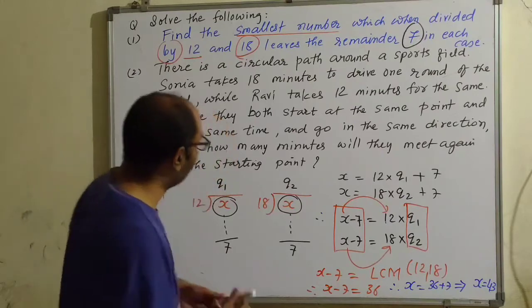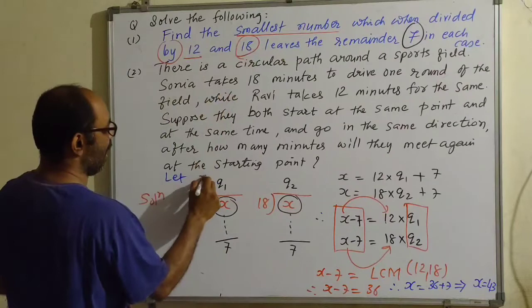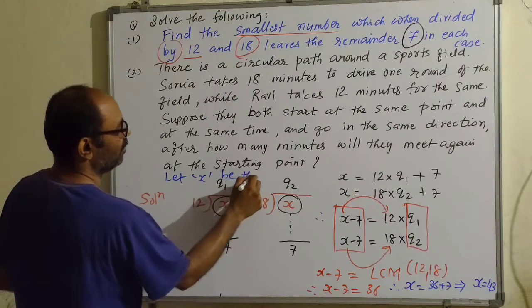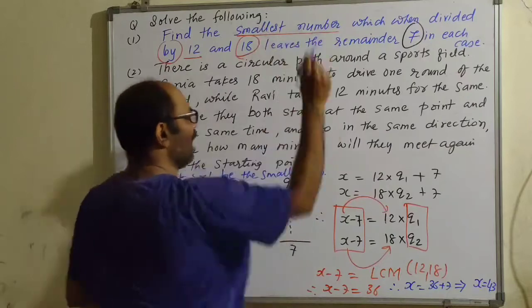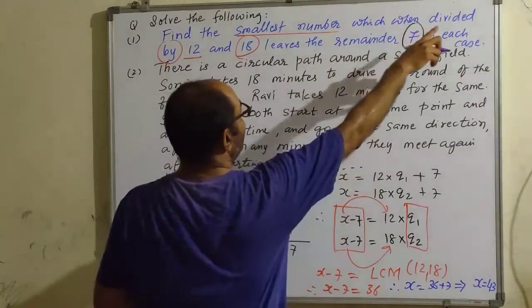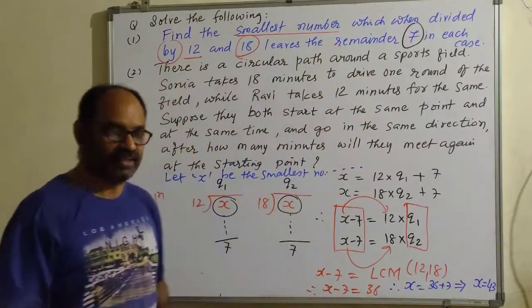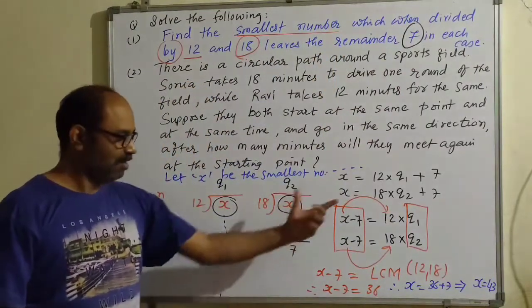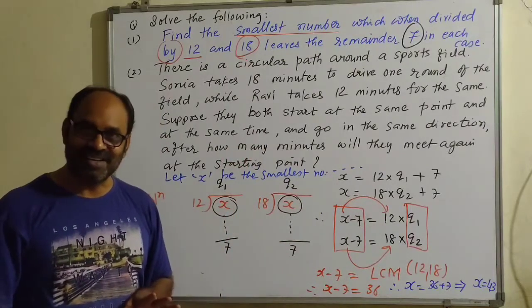Here you can write one statement. Let x be the smallest number, write it fully, which when divided by 12 and 18 leaves the remainder 7 in each case. Symbolic form, and then this, and the answer is 43. Is that clear to you?